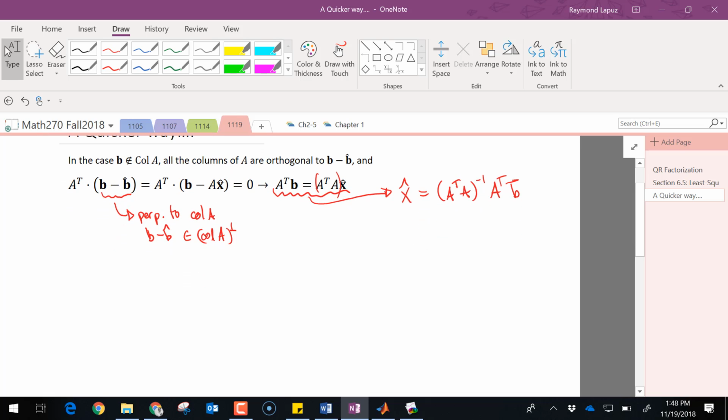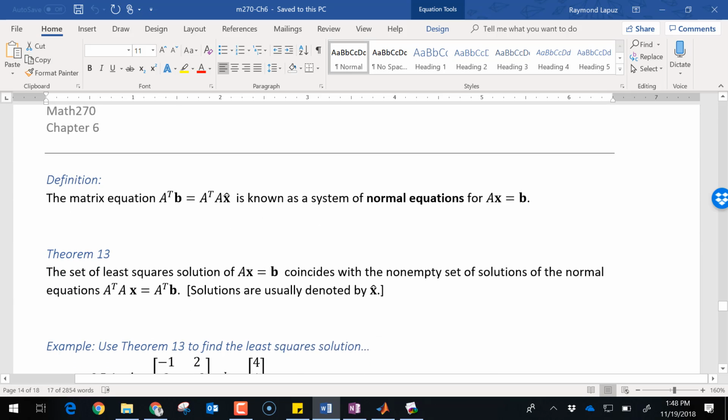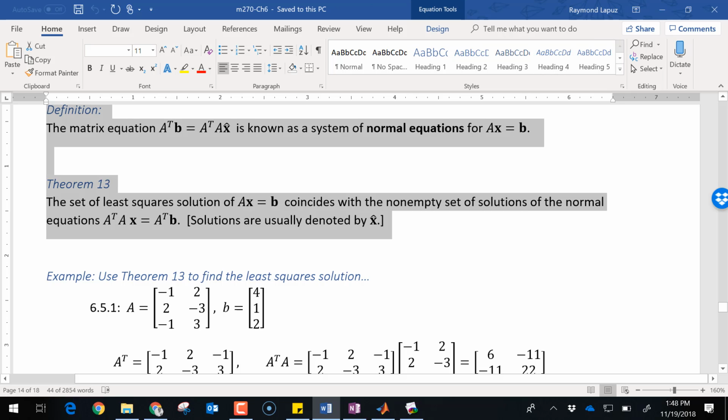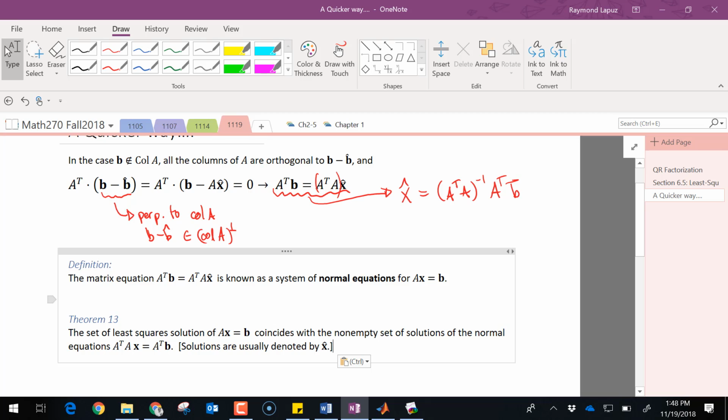Okay, so the key is to find this A transpose A and find the inverse of that. And there's an actual theorem, I think, should be coming up, or definition and then a theorem. So let's just get that stated here. And we'll come back to the same example and hopefully it'll be easier. So this relationship A transpose times B is equal to A transpose A times X is known as a system of normal equations for AX equals B.